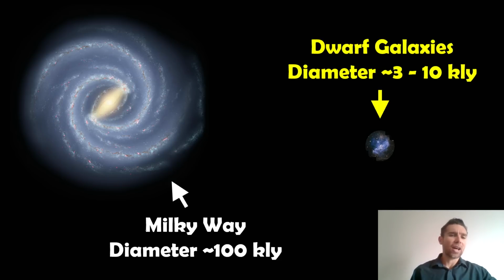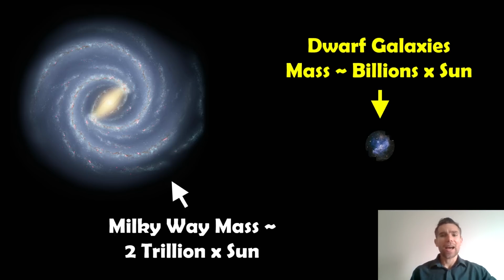But a spiral galaxy, fairly typical of the Milky Way, might be on the order of 100,000 light years across. Dwarf galaxies are going to be an order of magnitude less than that. So you're talking a few thousand light years to 10,000 light years across. So these dwarf galaxies are considerably smaller. And with regards to mass, let's say the Milky Way, again, there's going to be some uncertainty on this, is on the order of a trillion times the mass of the Sun.